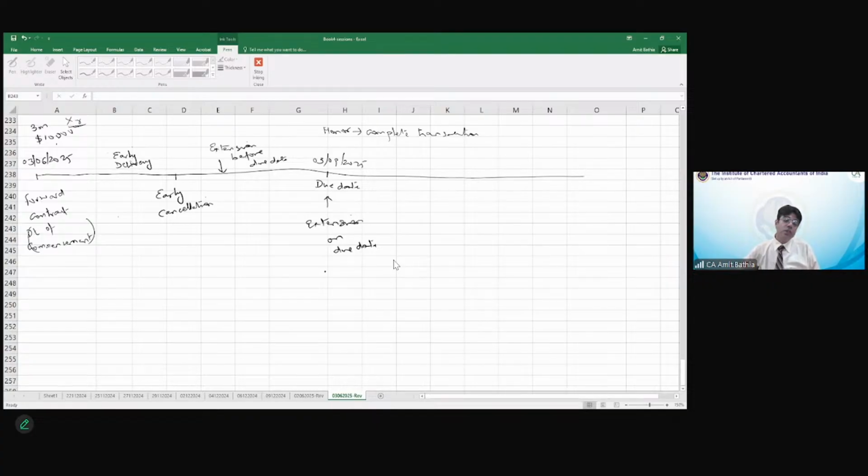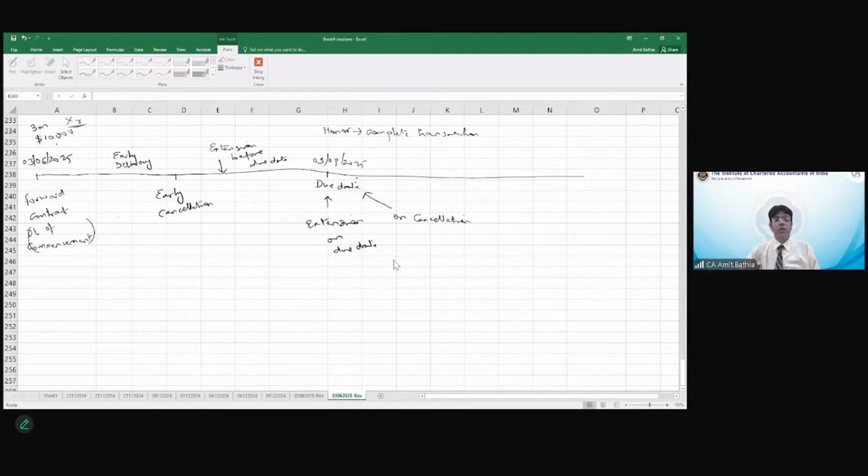Or it is also possible. What is the other possibility also very much possible on due date? Your client is not going to pay now. For whatever reason, he has gone bankrupt or he does not want to pay or whatever, then in that case, on due date, you will have cancellation. Because now that is not going to happen.